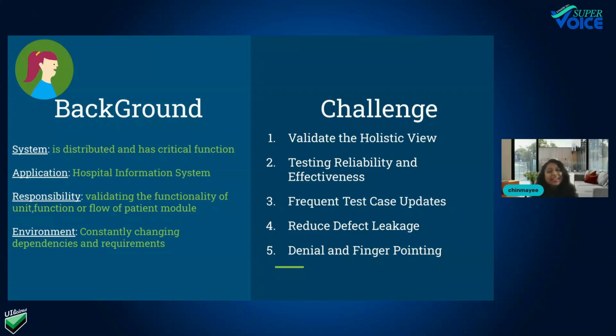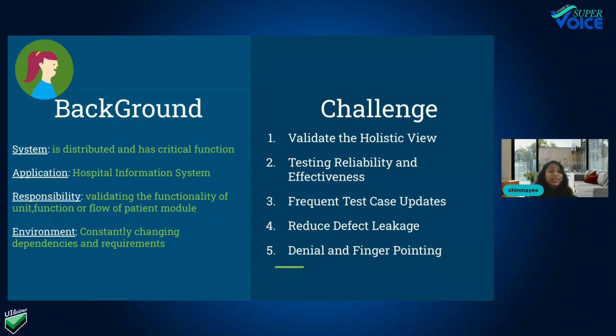So what exactly is the challenge that Emily is facing? She needs to validate the holistic view. Holistic view, because she has to come up with the coverage, because it is a little complex, and she has to ensure that every flow has been met or verified at least once. She has to ensure that the tests she performs are reliable and effective.